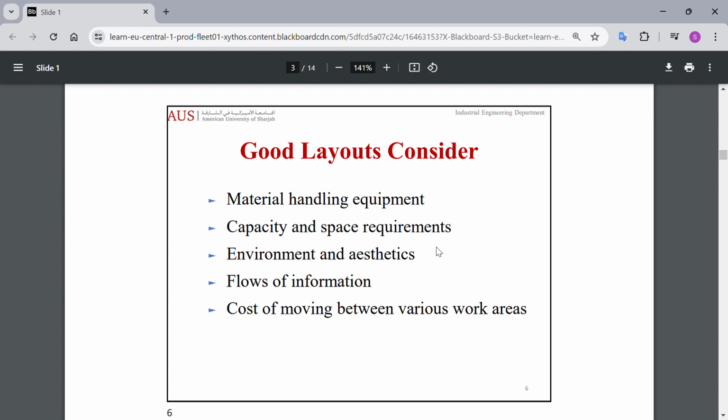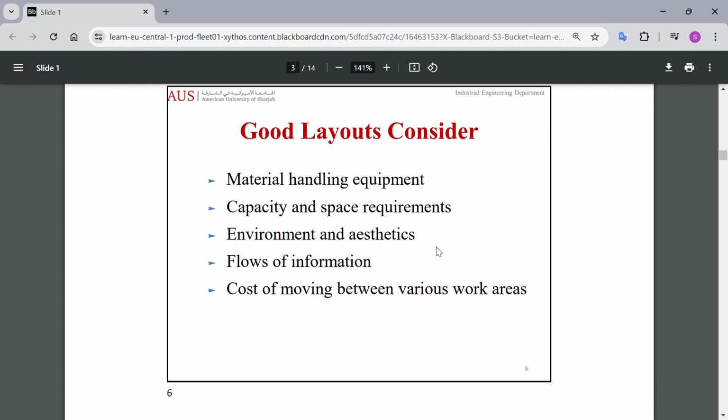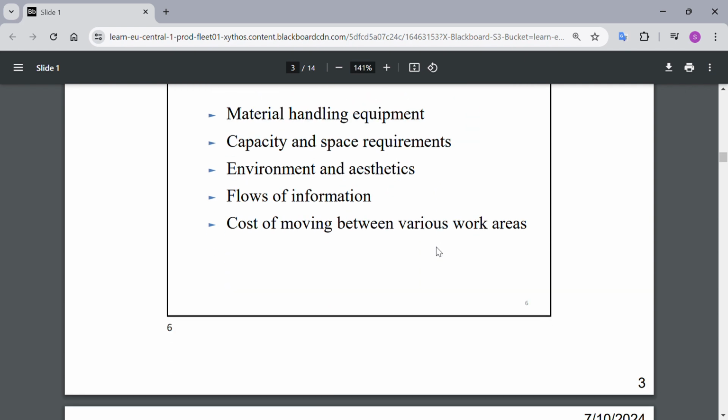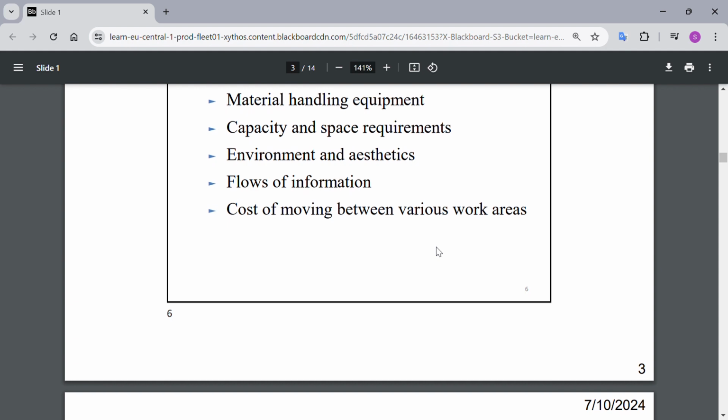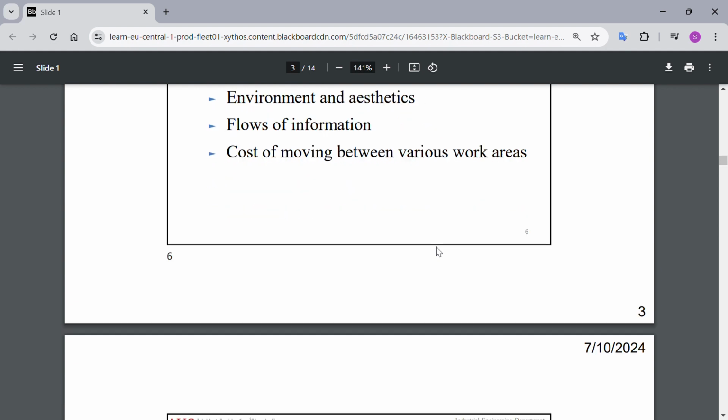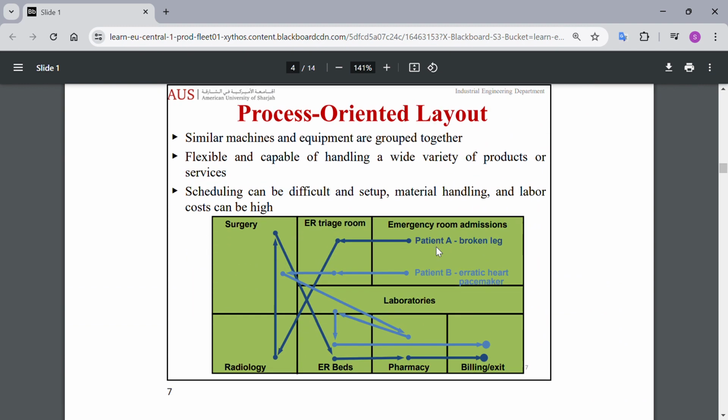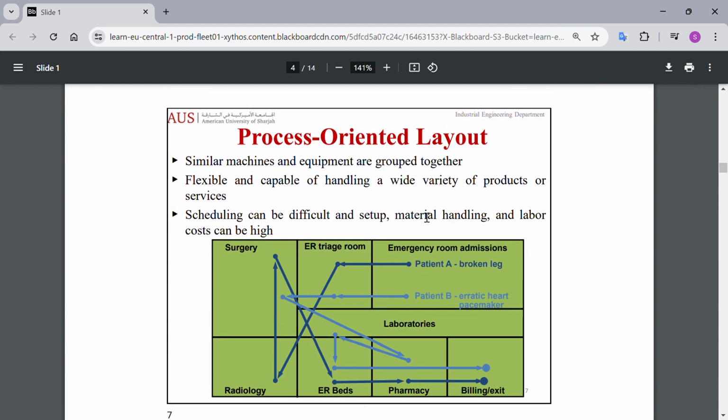And so also the flow of information, so how is the information spreading between labor and people. And there is also the cost of moving between various work areas, so that's another cost. So you need to move between different work areas, and that's a cost. You need to consider that because it's an important thing, and we're gonna now show you how we're gonna deal with that. So this is a process oriented layout.